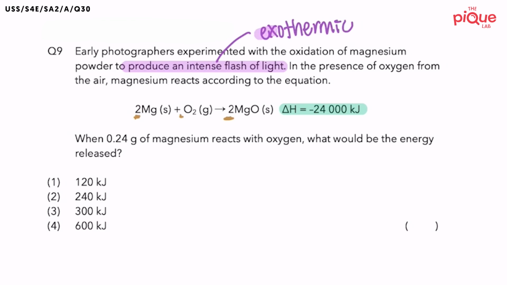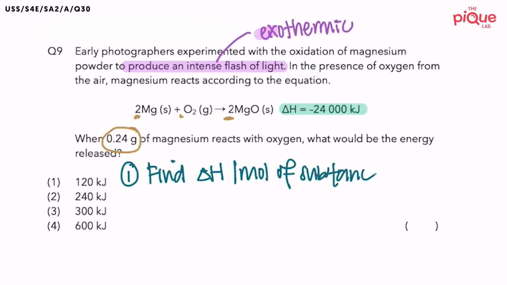Over here, it says when 0.24 grams of magnesium reacts with oxygen, what would be the energy released? What is a step-by-step method to go about doing this question? My suggestion is step number 1. Find the enthalpy change or delta H per mole of the substance that you are interested in. What substance are we interested in? Always look for the substance where the values are given to you. For example, in this question, since 0.24 grams of magnesium is given to me, I can use magnesium to determine my number of moles as well as the energy change at the end of the reaction.